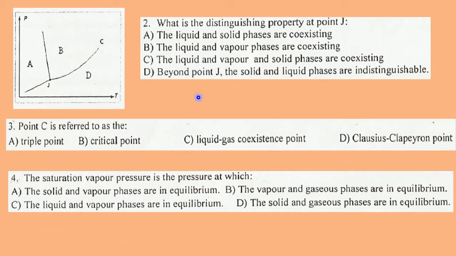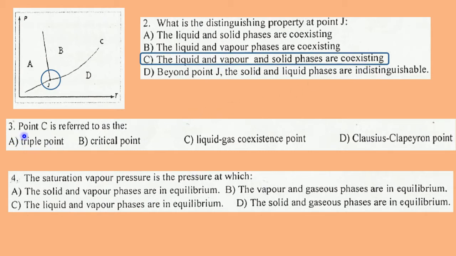What is the distinguishing property at point J? So let's look at point J. You see, point J is the point where the solid, liquid, and gaseous phases are coexisting. So that should be C. The liquid and vapor and solid phases are coexisting.